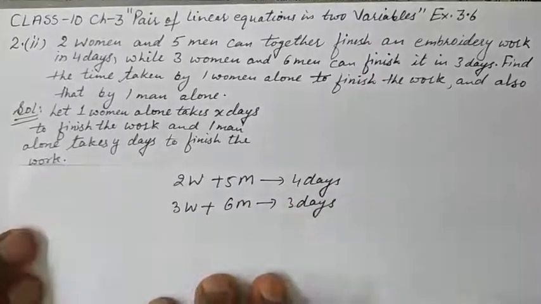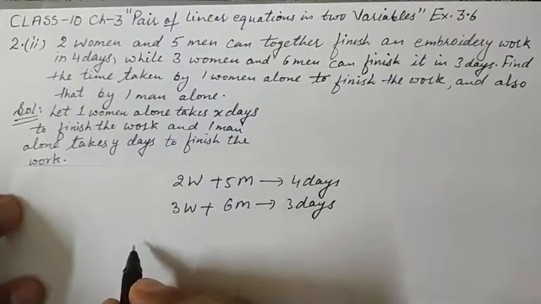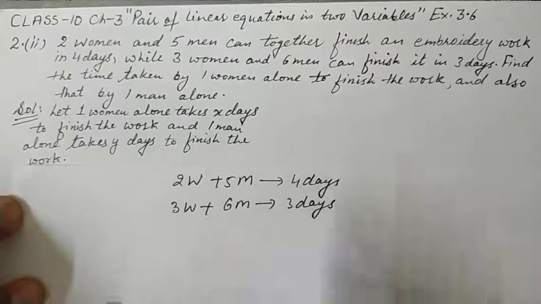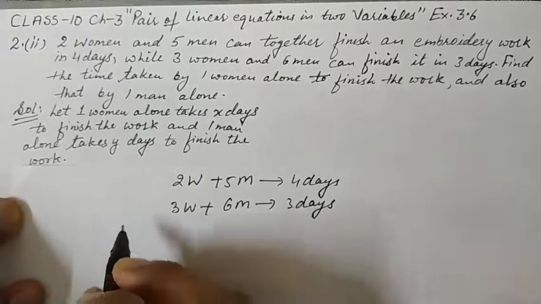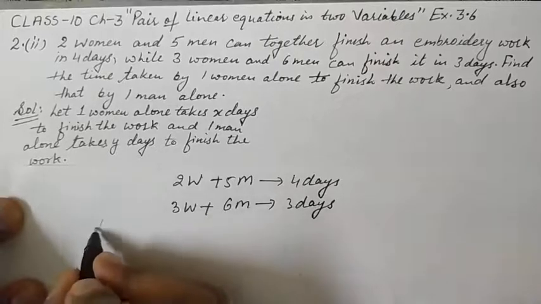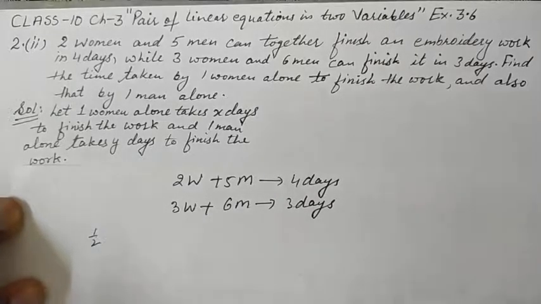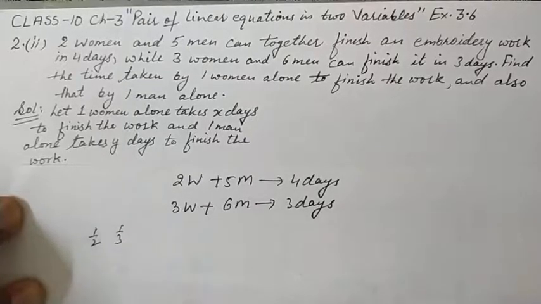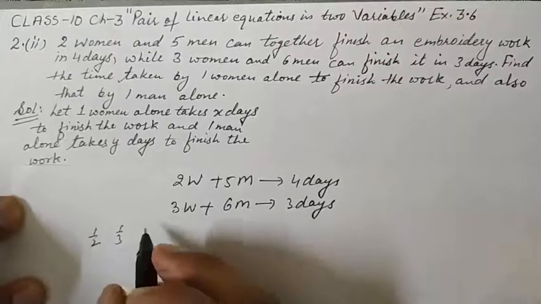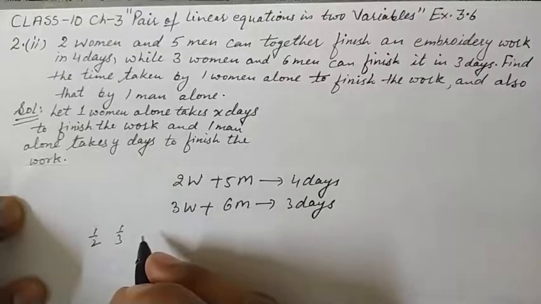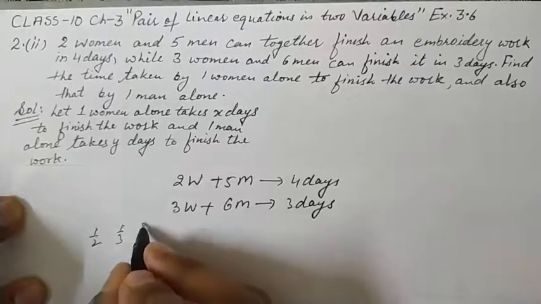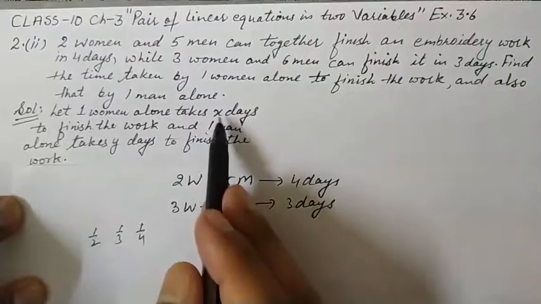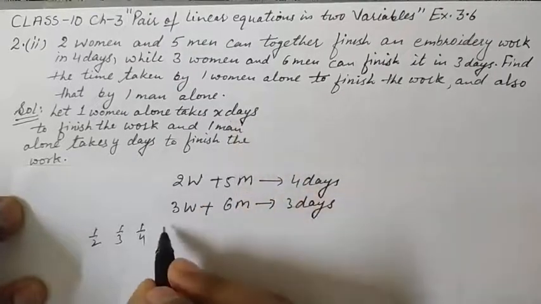So let's understand. Suppose you are doing a work and you take 2 days to finish it. Then what is the work done in 1 day? That will be obviously 1 by 2. Suppose you complete a work in 3 days, then what is 1 day work? That will be 1 by 3. If you are completing a work in 4 days, then your 1 day work will be 1 by 4. If you are completing a work in x days, then what is your 1 day work? That will be 1 by x.